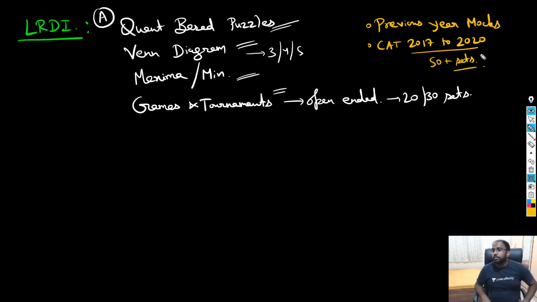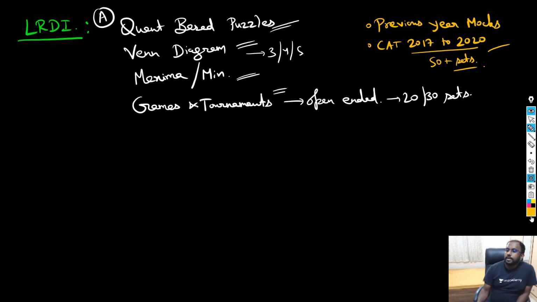CAT 19 again 32 plus 16, 48. And CAT 20 also we have around 6 plus 6 plus 6, 12. So around we have got 60 sets, okay. So you can just solve those 60 sets, and then all the previous year mocks. These are good sources for preparation for again LRDI, okay.